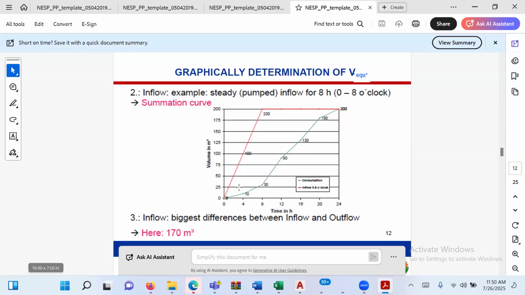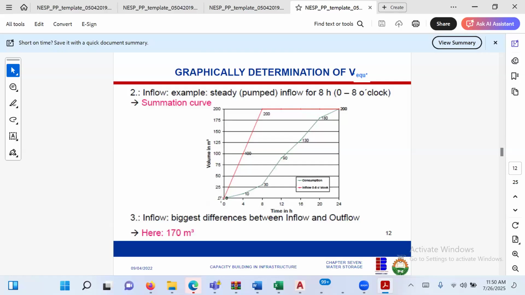What this shows is that when you are pumping water from morning to 8 o'clock, you have more than 200 liters of water, whereas what you need for your consumption is just a maximum of 30. It means the excess 170 needs to be stored somewhere, and that is stored in your storage tank.